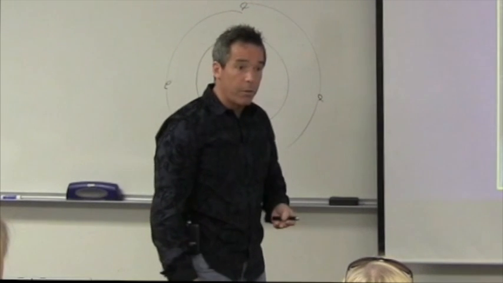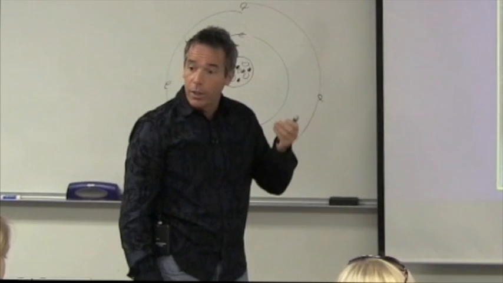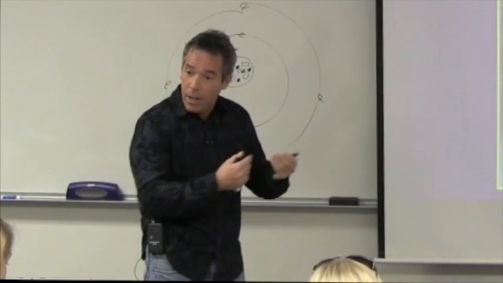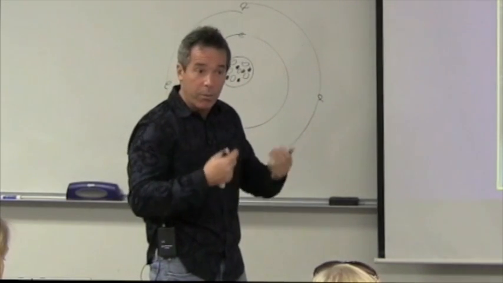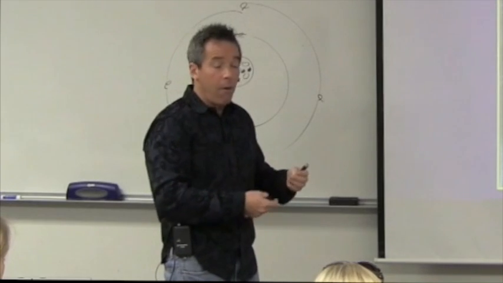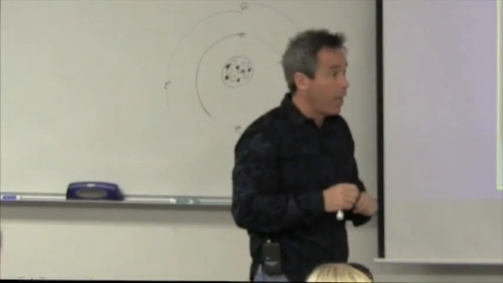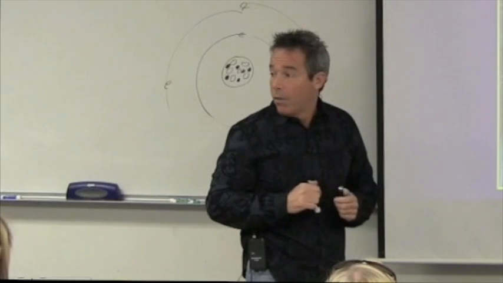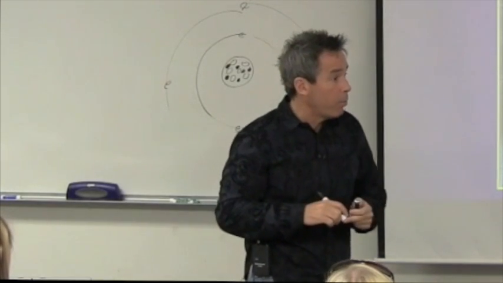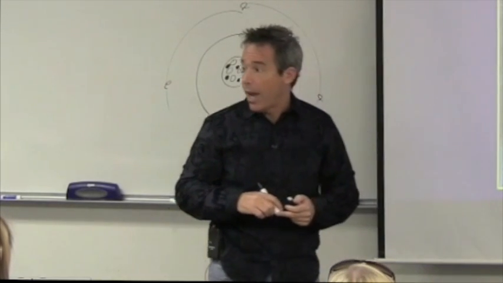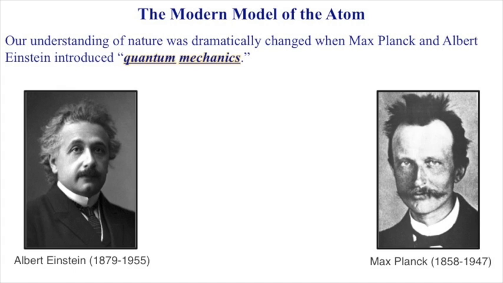When they started making these observations and they saw only certain color, only certain energy light coming out of these excited atoms, they had to come up with a model to explain that. And all of physics at that time, right up to about 1900, was explained by the physics that Isaac Newton came up with primarily. They called it classical mechanics. Mechanics is how things work. Our understanding of nature was dramatically changed when Max Planck and Albert Einstein introduced quantum mechanics.